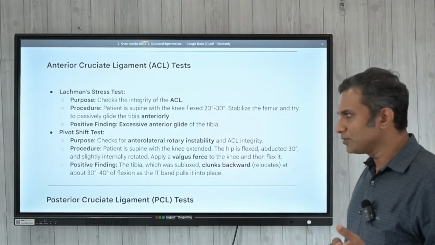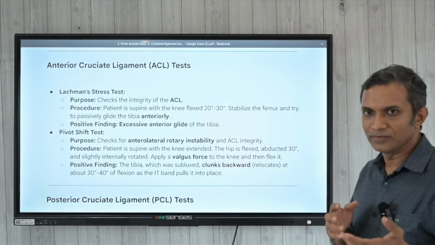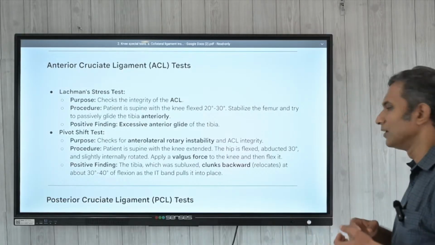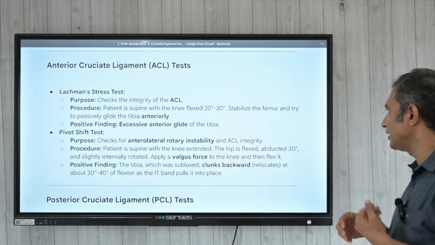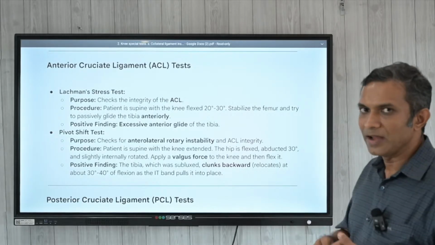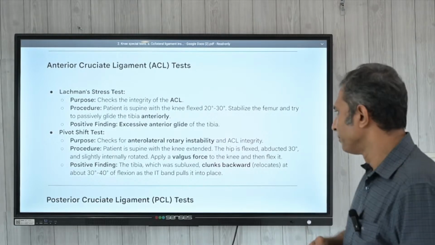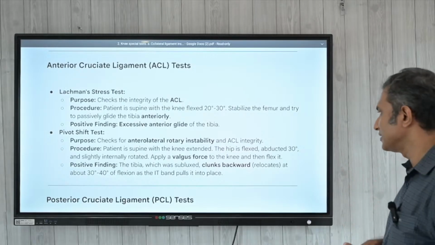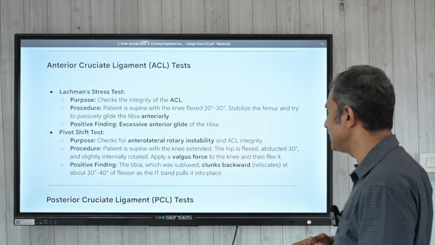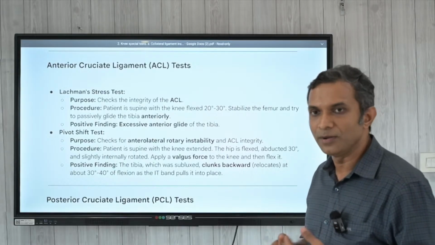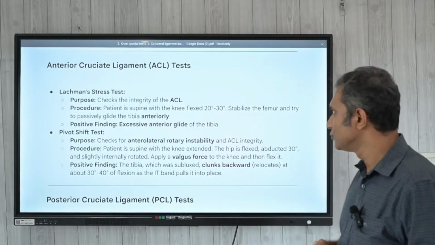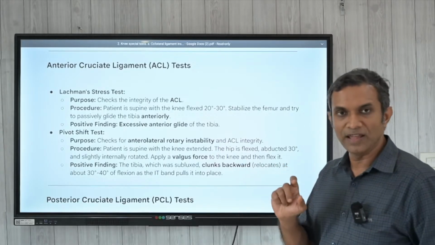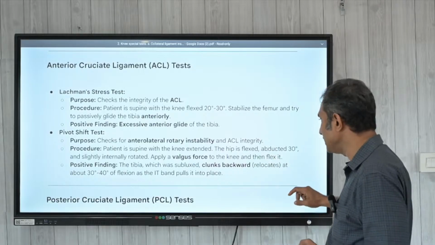A positive sign is when the tibia is dislocated and gives a relocation sound, sort of a clunk sound. That is called relocation. Whenever we give a valgus force and try to relocate the tibia, we can hear a clunk sound. This clunk sound is basically due to the iliotibial band, which tries to put the tibia back in place. So that's the pivot shift test, very, very important. It checks for anterolateral rotatory instability.